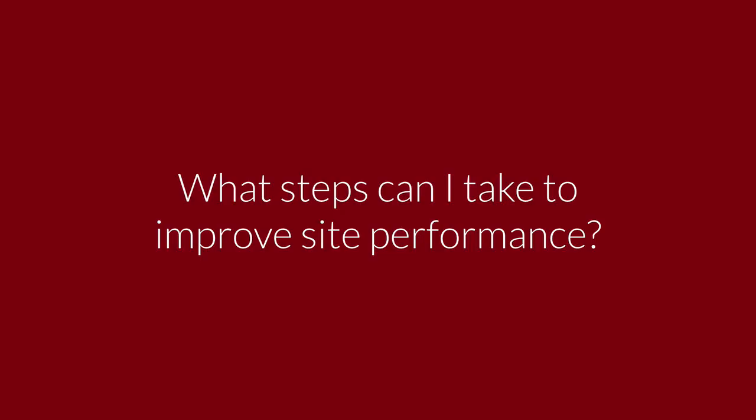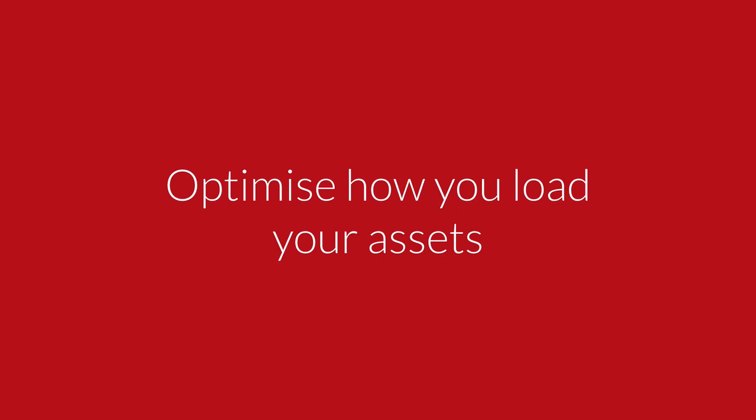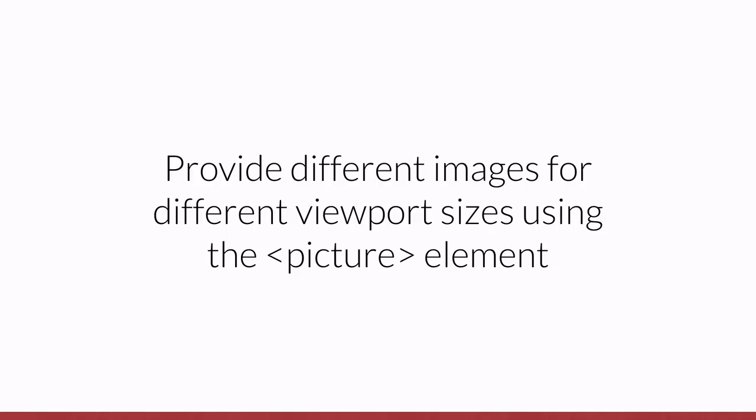So what steps can I take to improve site performance? The simplest thing you can do is simply optimize how you load your assets. One way you can do this is to start to use the picture element, because it doesn't make sense to load a 1,000 pixel wide image on a device with a maximum screen size of 320 pixels. This is where the picture element comes in. It allows us to specify different images for different viewport sizes.